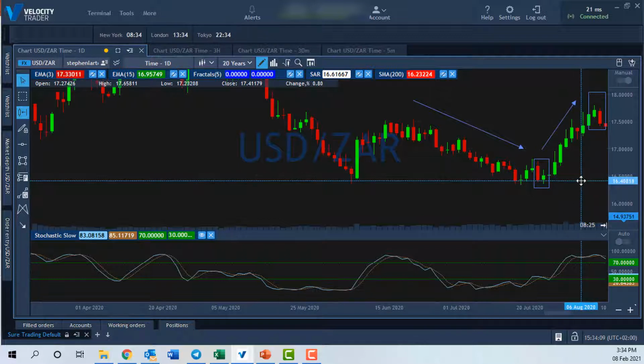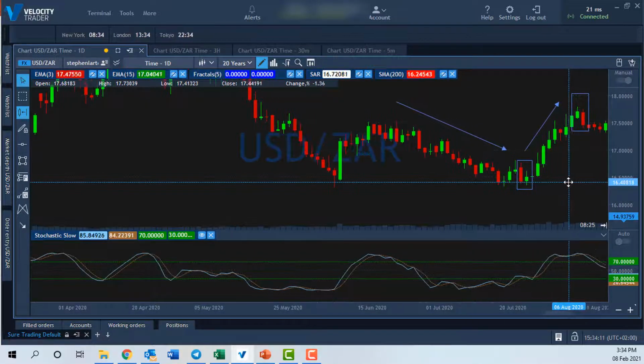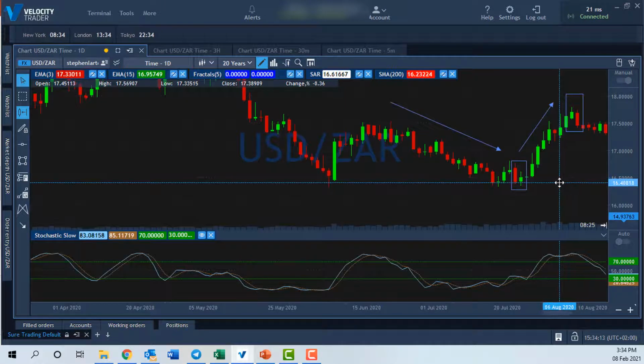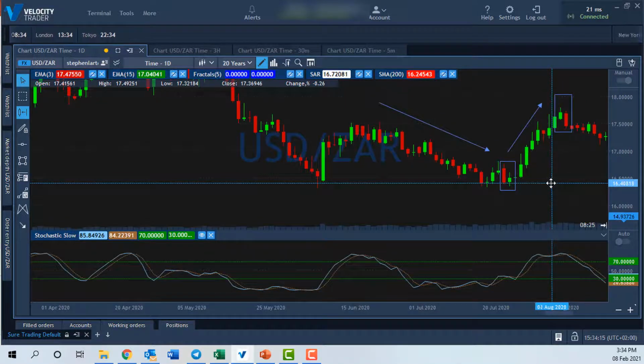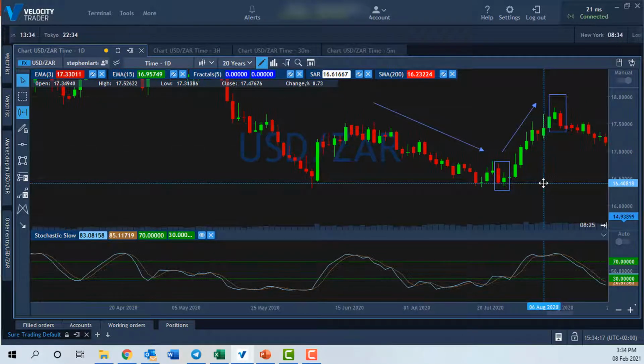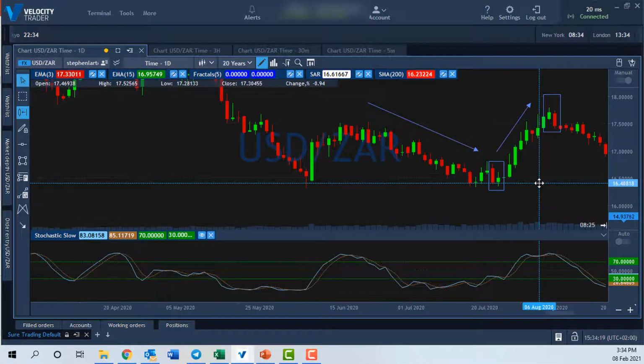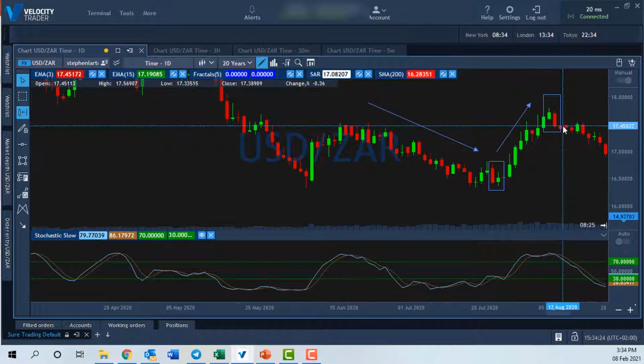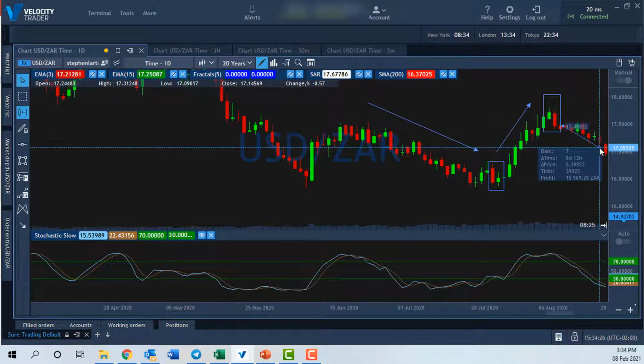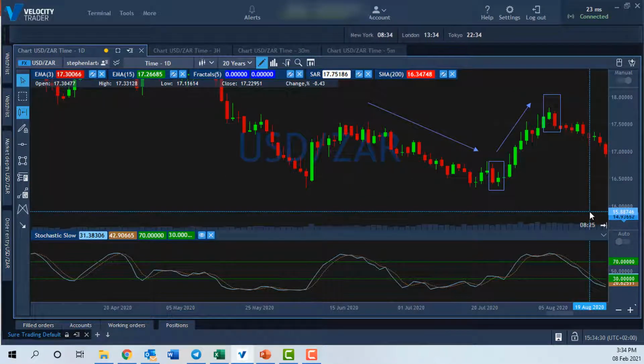So let's have a look and see what happened. Took a bit of time and eventually went down. So let's see, if we had taken that move, we could have potentially made about 15,000 Rand on that trade. Once again, very nice payday.